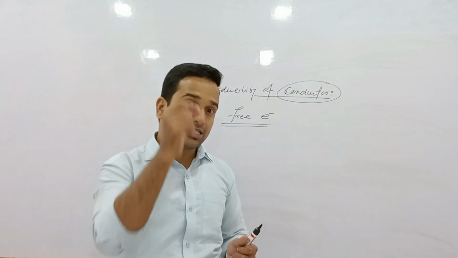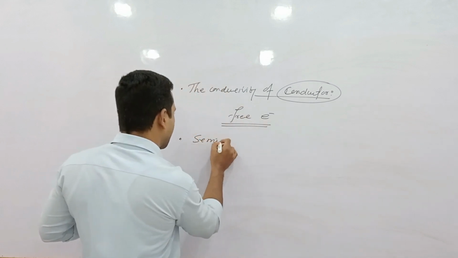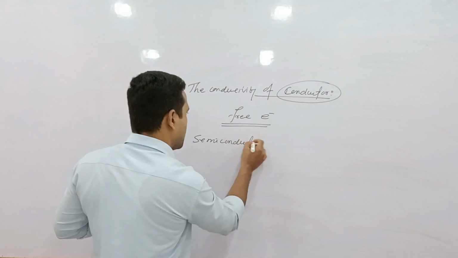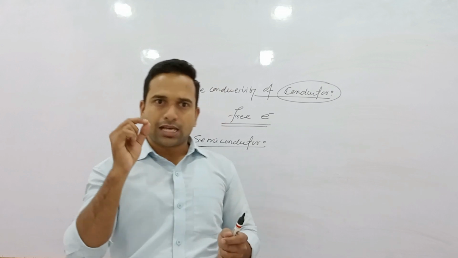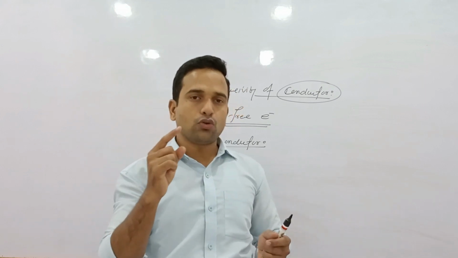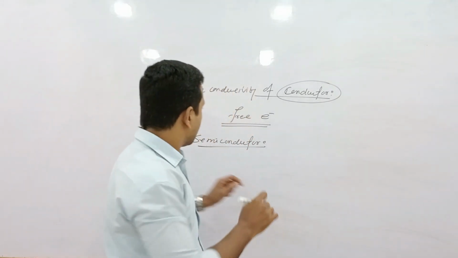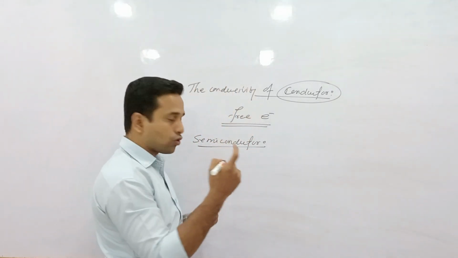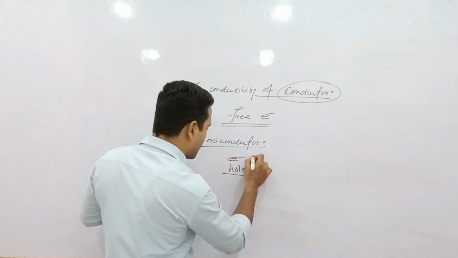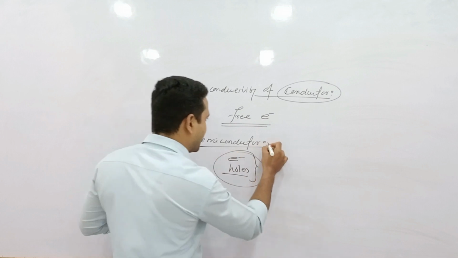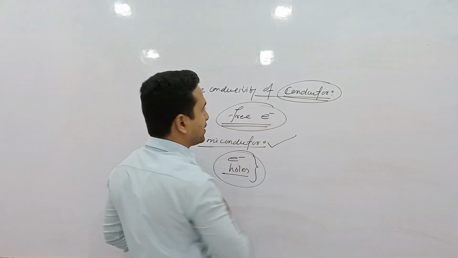But in a case of the semiconductor, सेमीकंडक्टर के केस में क्या हो जाएगा? In a case of the semiconductor, the conductivity happens due to electrons as well as holes. मतलब सेमीकंडक्टर में करंट कैरियर्स कौन हैं? इलेक्ट्रॉन्स हैं और होल्स हैं, राइट? ये दोनों की वजह से सेमीकंडक्टर की कंडक्टिविटी होगी और कंडक्टर की सिर्फ फ्री इलेक्ट्रॉन की वजह से होगी.